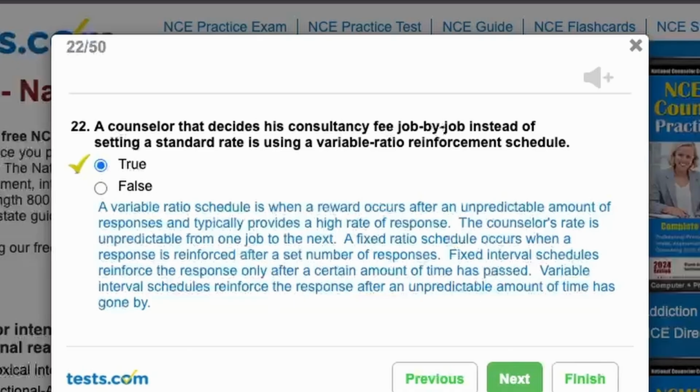A fixed ratio schedule occurs when a response is reinforced after a set number of responses. Fixed interval schedules reinforce the response only after a certain amount of time has passed. Variable interval schedules reinforce the response after an unpredictable amount of time has gone by.